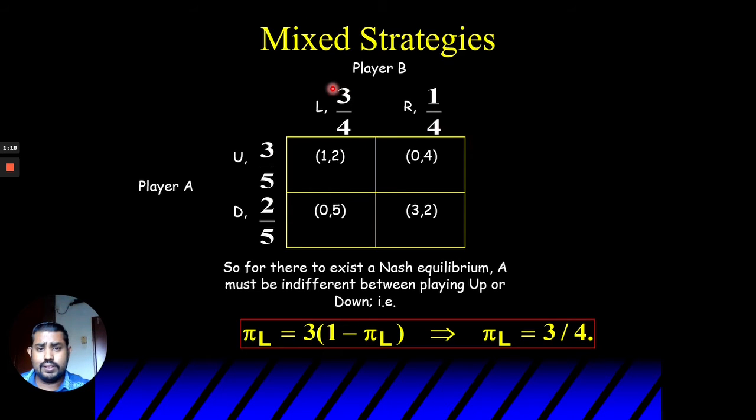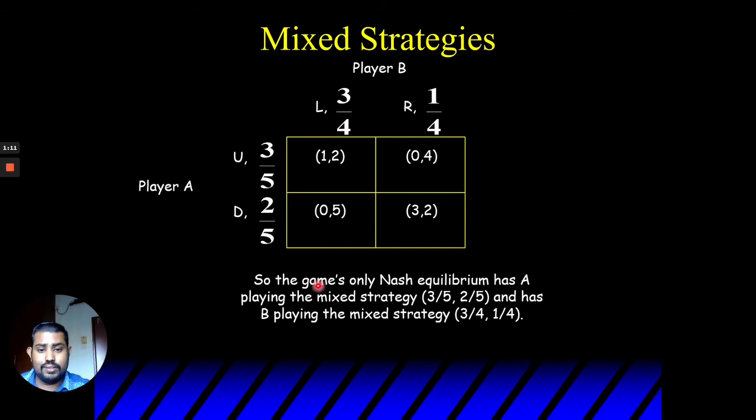And we already know if this is 3 over 4, this is 1 over 4. So the game's only Nash equilibrium is a mixed strategy, which is 3 over 5 and 2 over 5, meaning randomizing on both strategies, and B playing the mixed strategy 3 over 4 and 1 over 4. This is the first step to solve the game. But if we want to find the expected value of A and of B using this mixed strategy, the Nash equilibrium payoffs will be calculated next. Look at the next video.